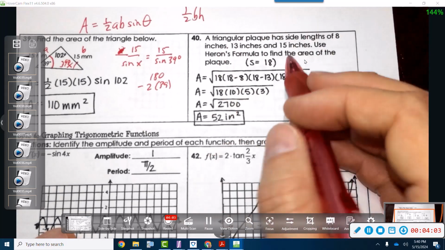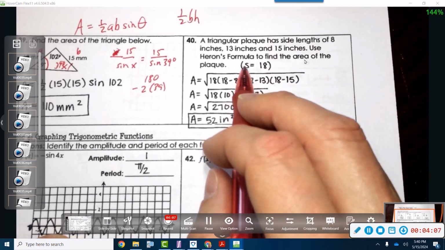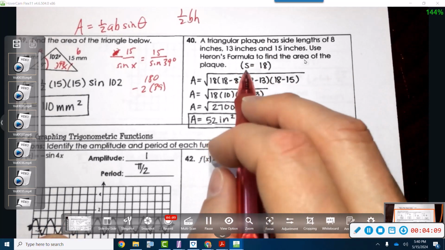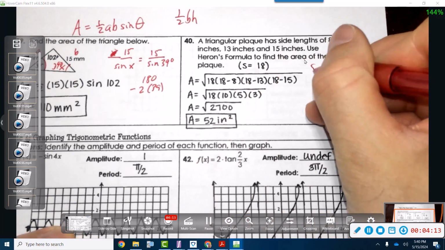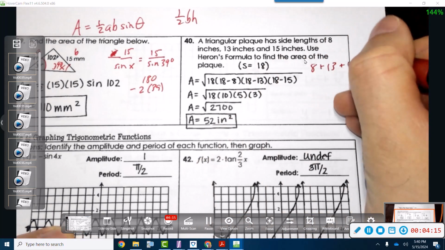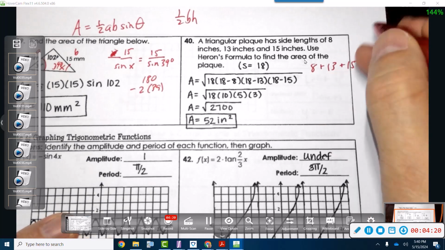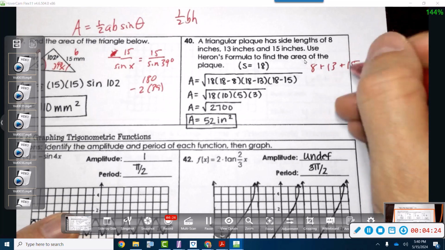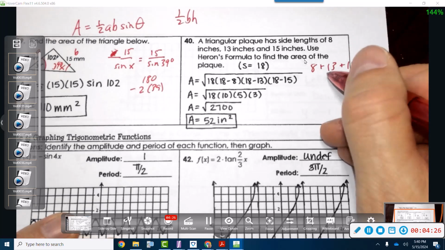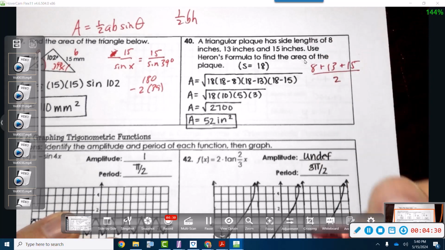Here's Heron's formula. Here, you're given a side. To get the S value, remember the S value is a semi-perimeter. What you do is you add everything you got, and you don't take the average, though. You actually divide by 2, because it's like half the perimeter. That's why they call it a semi-perimeter.